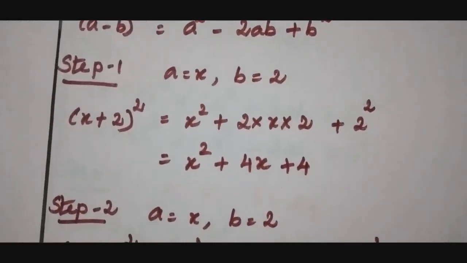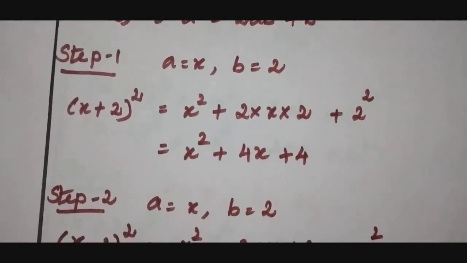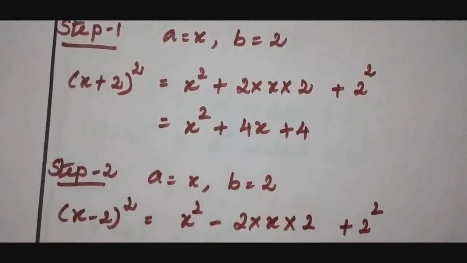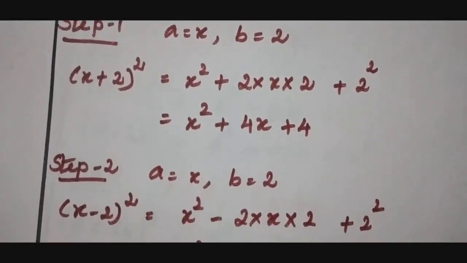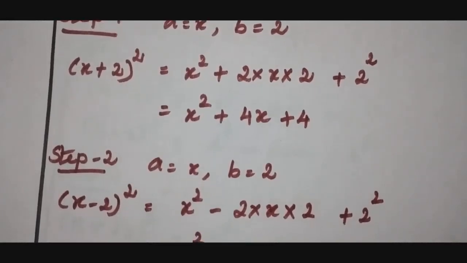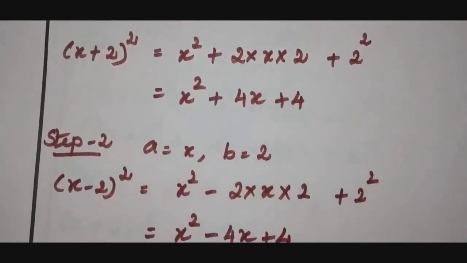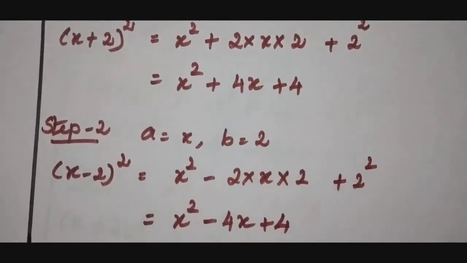Now step 2, solve the second expression, (x − 2)². Substitute the value of a as x and b as 2. (x − 2)² is equal to x² − 2 into x into 2 + 2². Now you get the value as x² − 4x + 4.